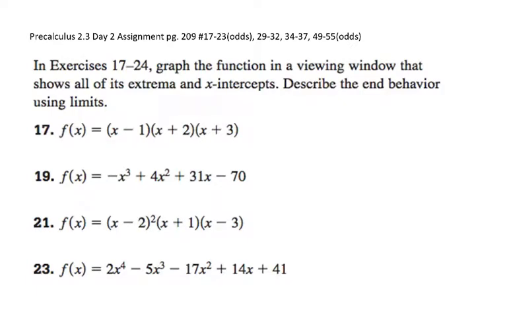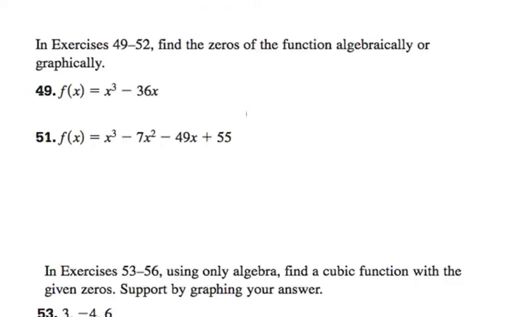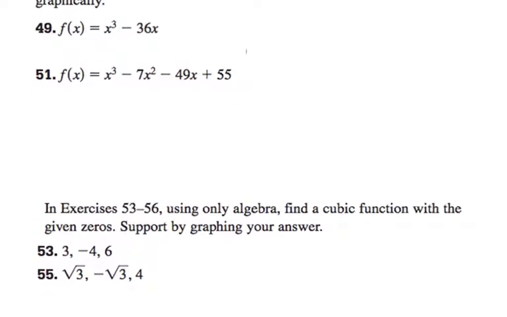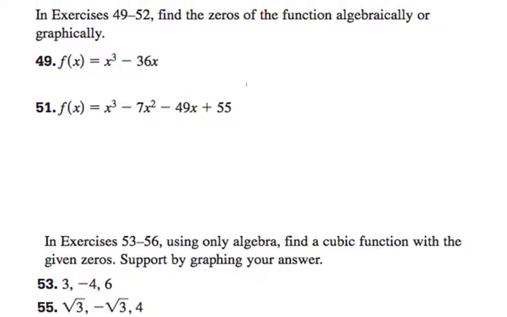Alright, so this is part 2 of our assignment. We're skipping down to number 49 through 55. We're going to find the zeros of the function algebraically or graphically, and honestly, anytime it says graphically, I go ahead and do that. So, we're going to type this equation into our y equals and see what we come up with. Typing into the y equals, generally I will also do a zoom standard.